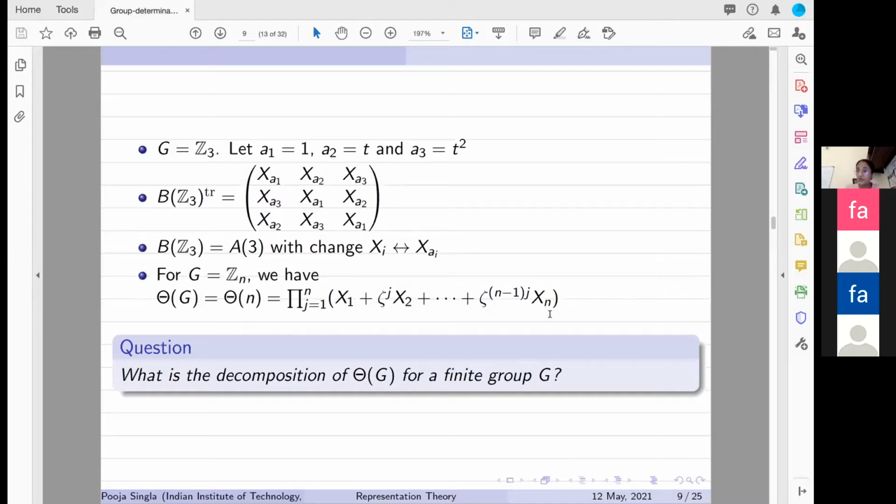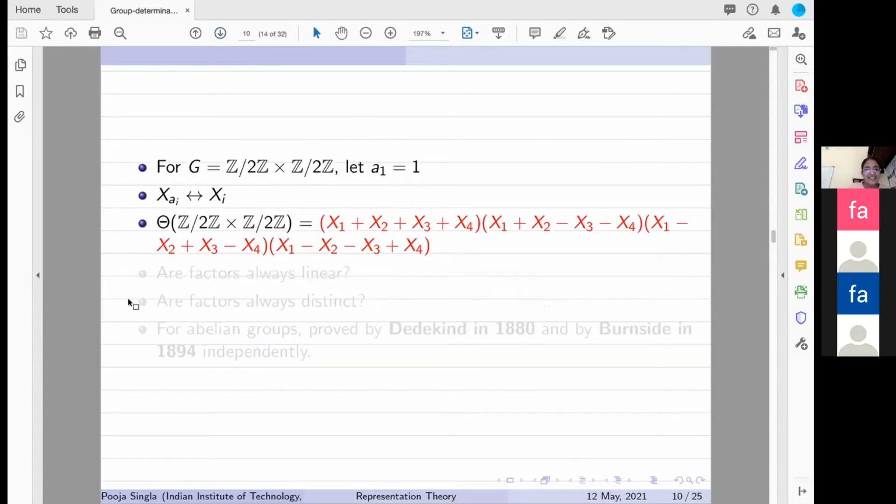Now, I know this result for cyclic groups, and this is what we always do, that we are very hungry, right? When we get some result for cyclic groups, we want to know, okay, what about for any finite group? So that's the natural question. What is the decomposition of theta G for a finite group G? Okay. And now, let's see some examples.